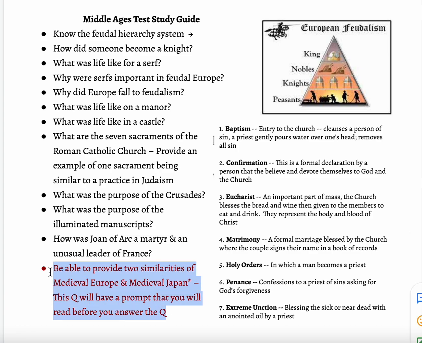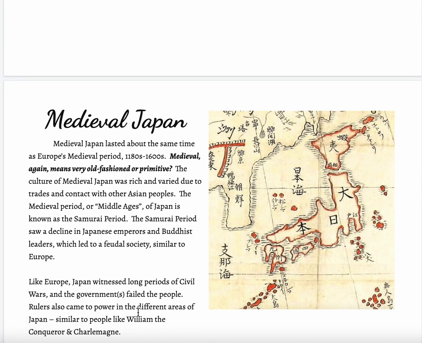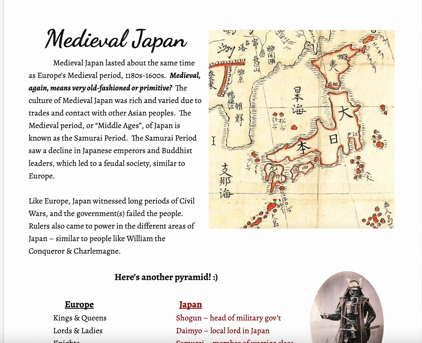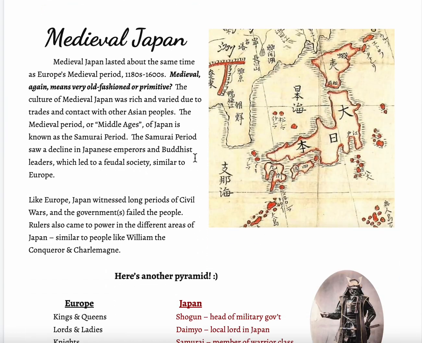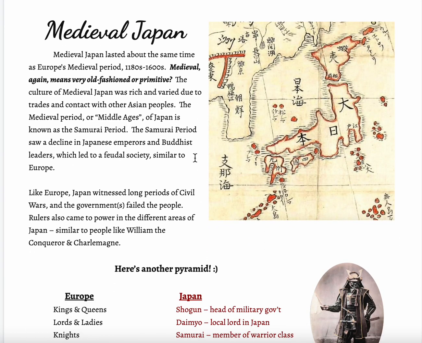All right, this is kind of the hardest one. You need to be able to provide two similarities of medieval Europe and medieval Japan. This question will have a reading prompt that you will have to read before you answer the question. Much of the reading prompt will come from this section of your document. This is the section that is after the coat of arms project part of your Google Doc. That's the Middle Ages.